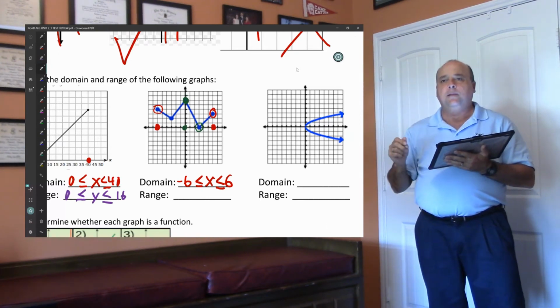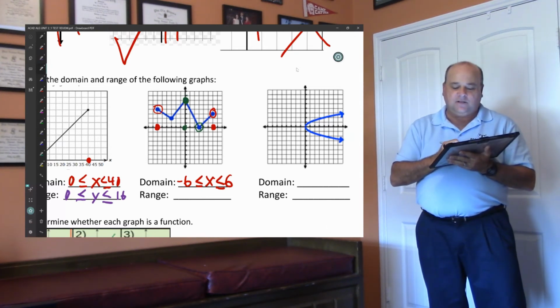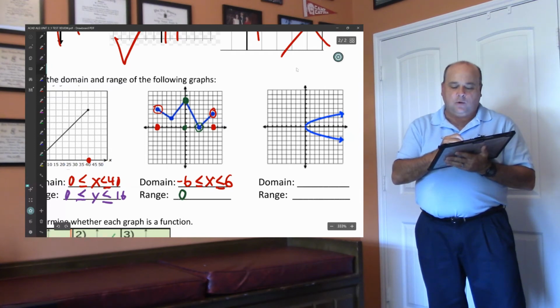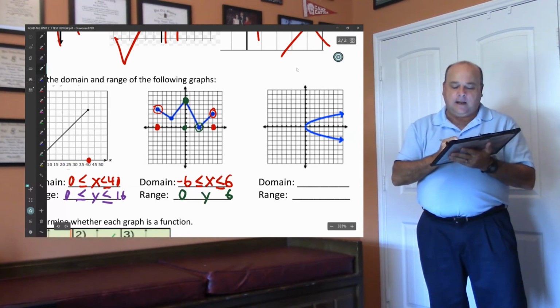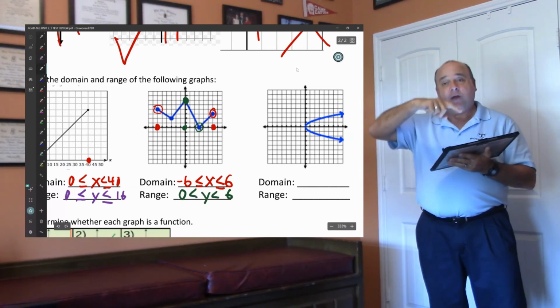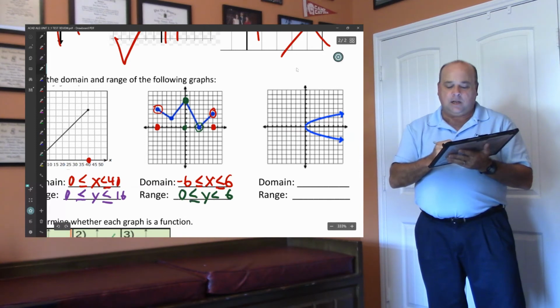These two numbers will be my range. The bottom number is 0, and the top number is 1, 2, 3, 4, 5, 6. So my range goes from 0 to 6. I put a y, and I'm going to put less than symbols, and they both have closed dots. I'm going to put an equal bar.